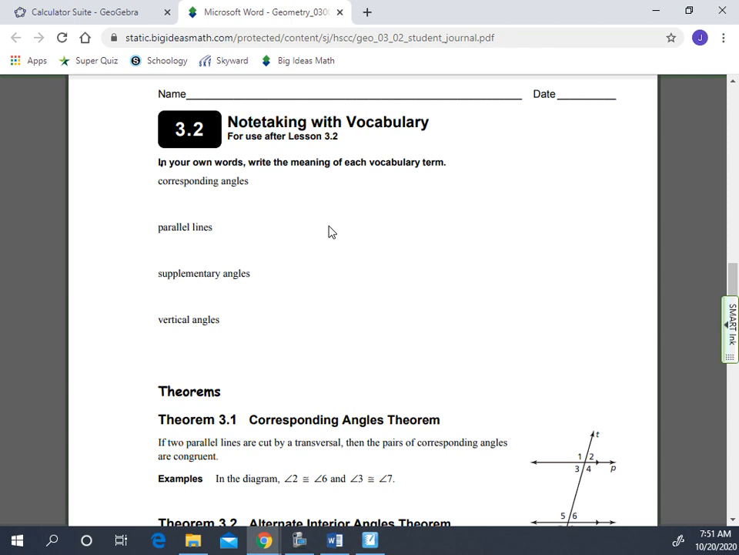Parallel lines. Lines that will never touch, they'll never ever intersect. Okay, they'll never intersect. Supplementary angles add to 180.